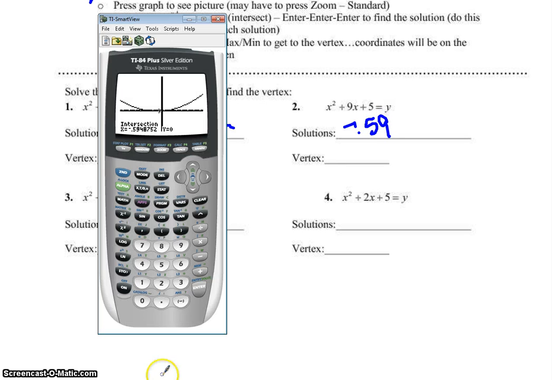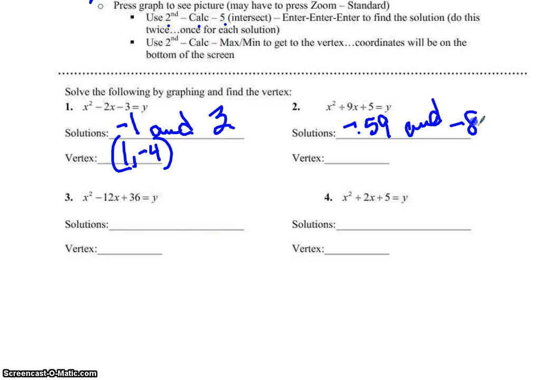Now, to be honest, I really don't like this graph, so I'm going to go zoom 6 and just see what it would look like if I changed it. And that's a whole lot better in my opinion. So I'm going to go second, calc 5, enter, enter, enter. And that was the first one. I've already written it down, so I've got to do it again. Second, calc 5, and I'm going to go over here to the other place that it crosses the x-axis before I press enter. You don't have to be right on it, just closer to that one than the one we already did. Enter, enter, enter, and -8.4. And that will be our solutions.